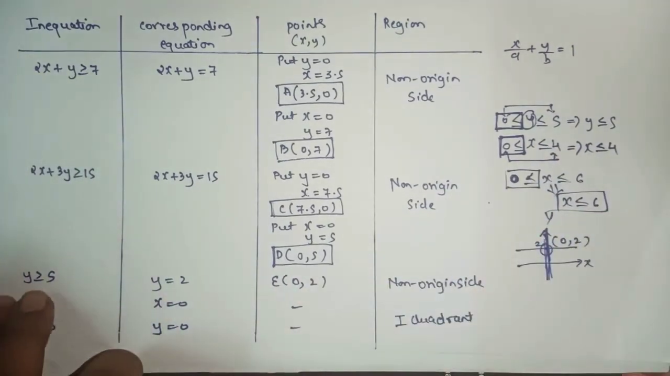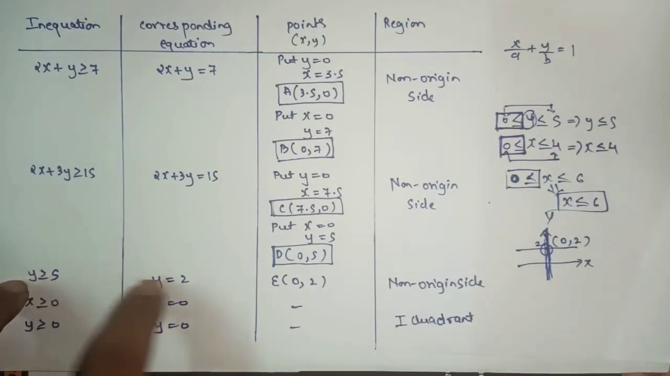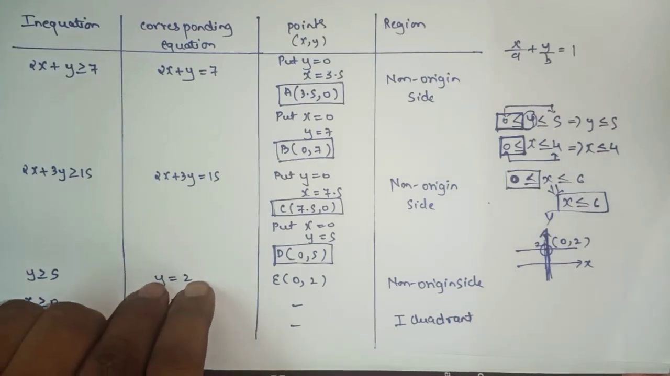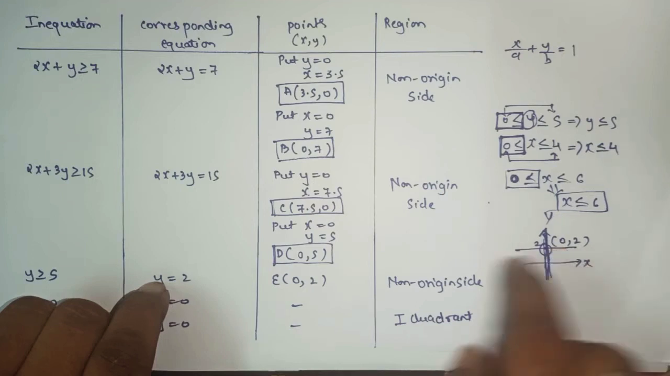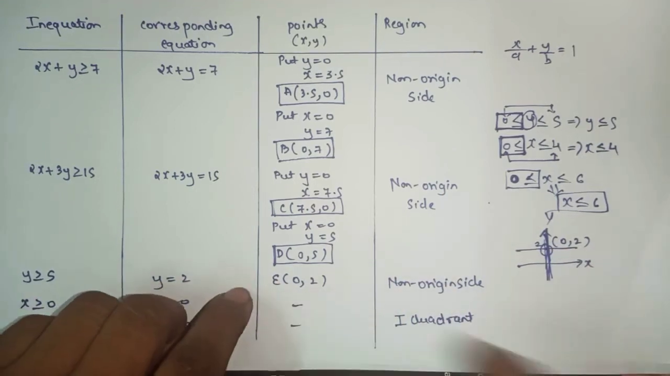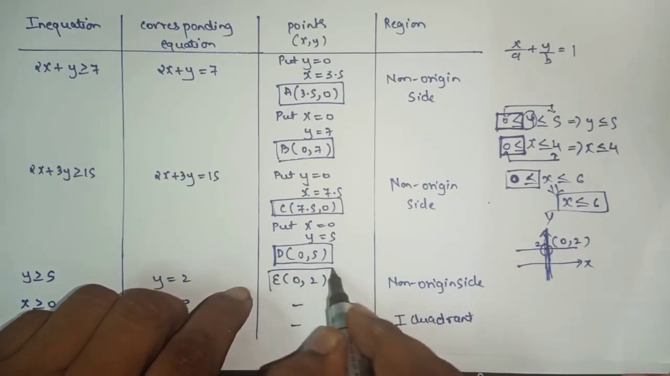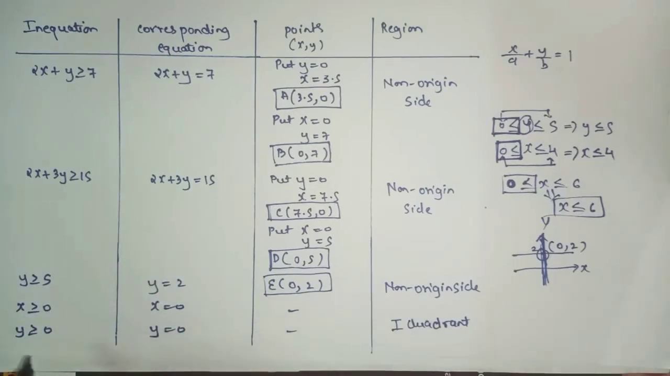So for y equal to 2 we'll write the equation as y equal to 2. As y equal to 2 means the coordinate of x will be 0, we'll take the new point as 0 comma 2. It means x equal to 0 and y equal to 0.